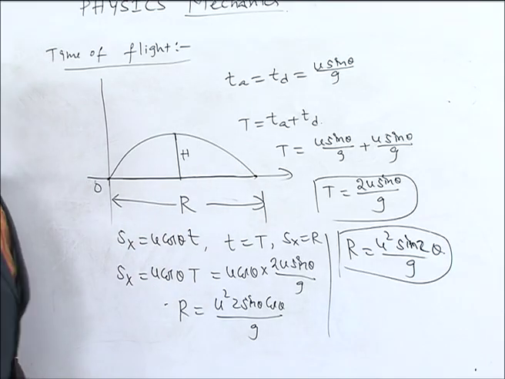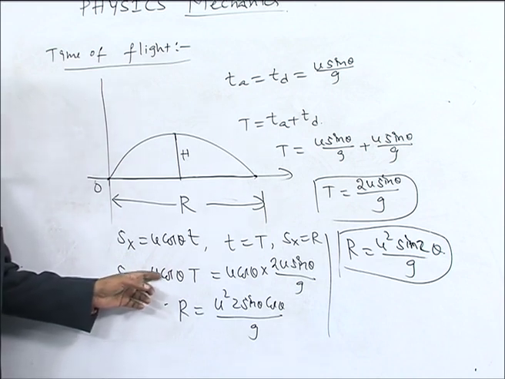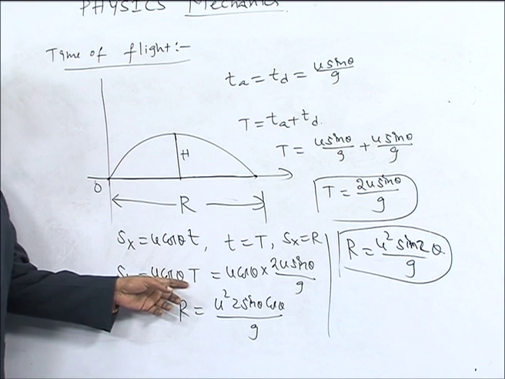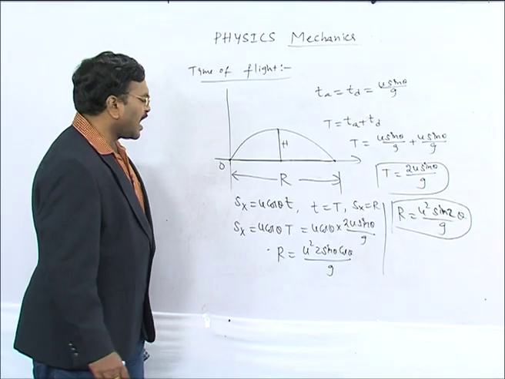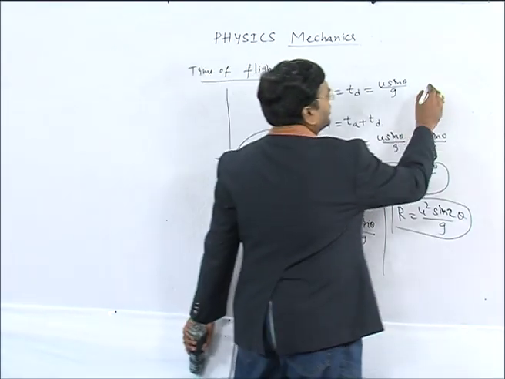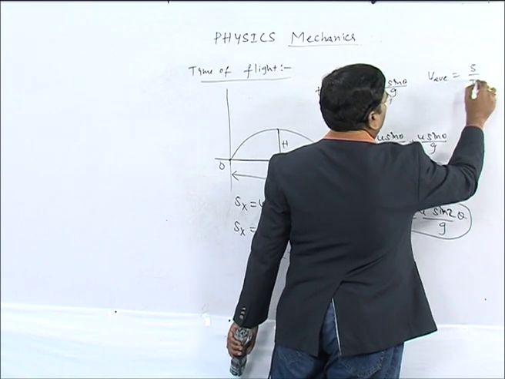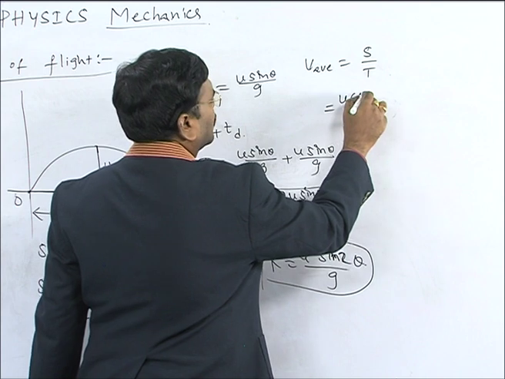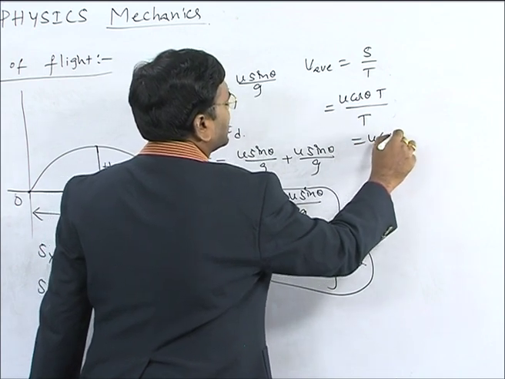Now, what is the average velocity of a projectile during time of flight? The displacement is U cos theta into t. Average velocity means the ratio of total displacement to total time. So V average is equal to total displacement by total time. Total displacement during time of flight is U cos theta into t, divided by t.